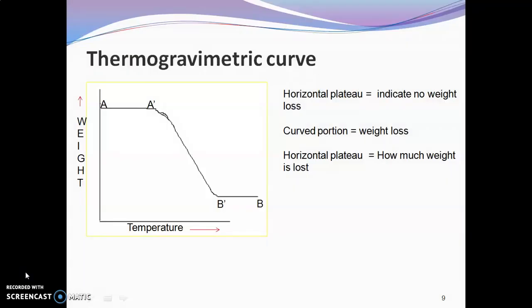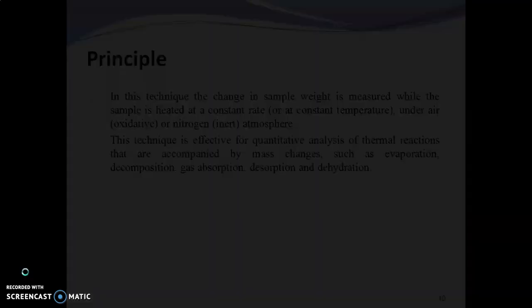Then, this is the graph we obtain after each study. Here we see A to A dash. This is the horizontal plateau, which indicates no weight loss. Then after that, the curved portion, that is A dash to B dash, indicates the weight loss of the sample. Then again a horizontal plateau comes. This indicates how much weight loss is obtained. We can see that the final weight loss is represented by B dash to B. This is the thermogravimetry curve.